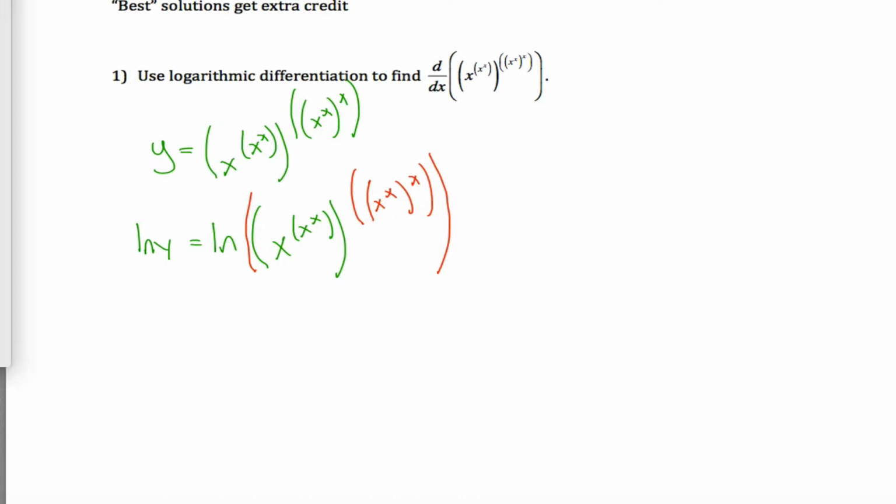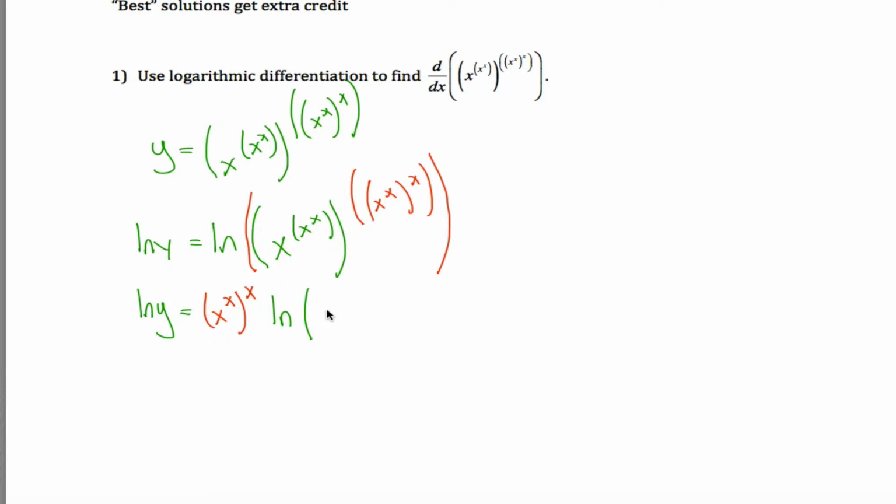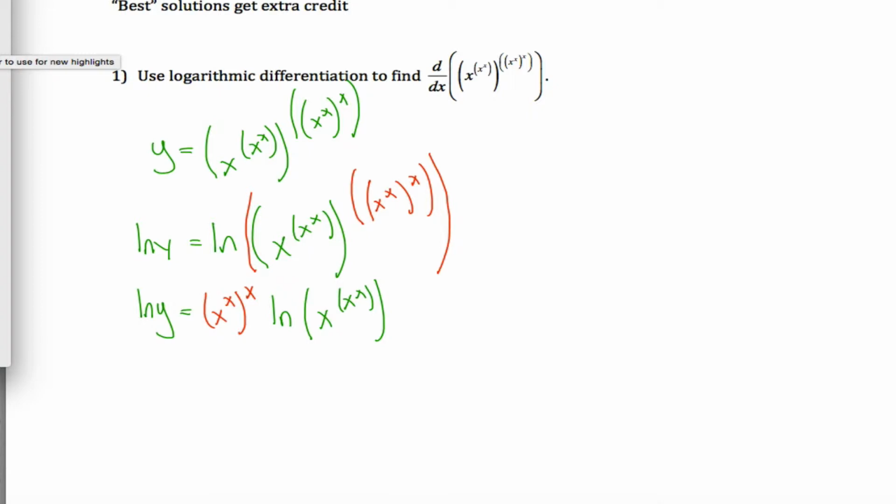So you can use your third log rule to move this thing in front of this log. What I'm saying is we could rewrite this. We could say the natural log of y is equal to this entire thing that I had in red, which was x to the x raised up to the x power, times the natural log of x raised up to the x power. Something like that. I wonder if I should have done that in a different color. Well, I'll leave it for now.